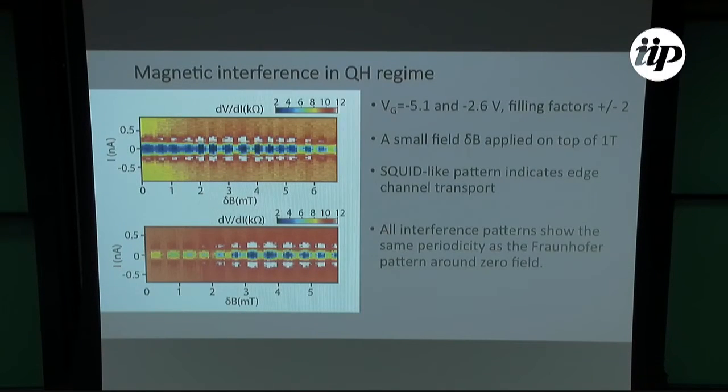Now, much of what we are interested in is the behavior of the supercurrent as a function of magnetic field. So here I'm showing two interference maps measured as a function of bias to reveal the supercurrent and small variations of magnetic field around a large quantizing field of about 1 Tesla. Here, these two are measured on nu equals 2 and minus 2 plateaus, and we see that the current oscillates with the same periodicity in the two maps, and this is roughly the same periodicity as at zero field. So that suggests that the current is flowing along the edges of the sample, resulting in something like a SQUID behavior, or, as we'll discuss later, perhaps not quite a SQUID.